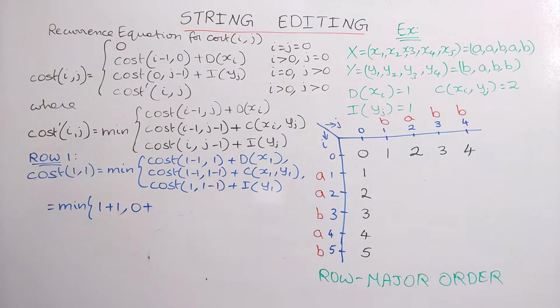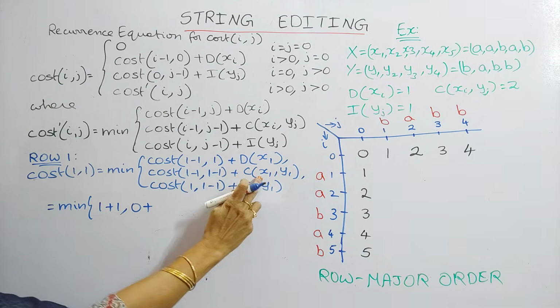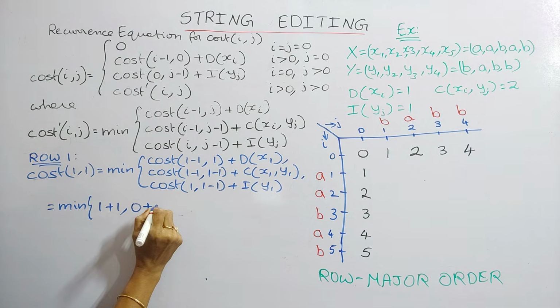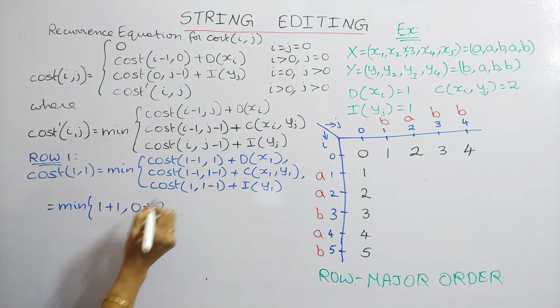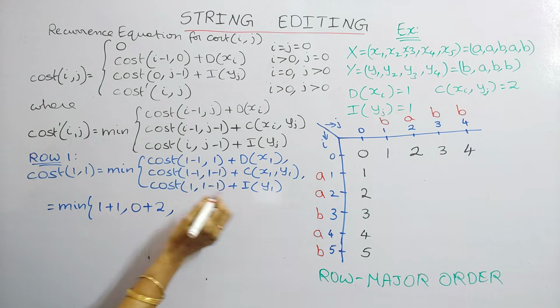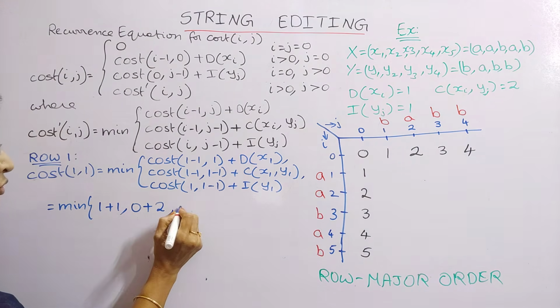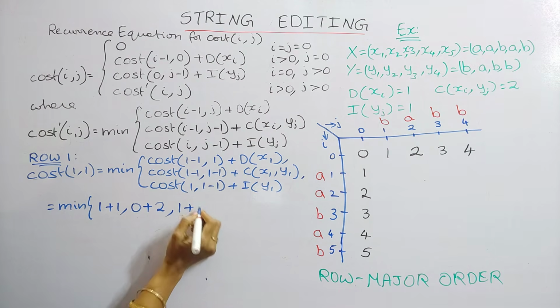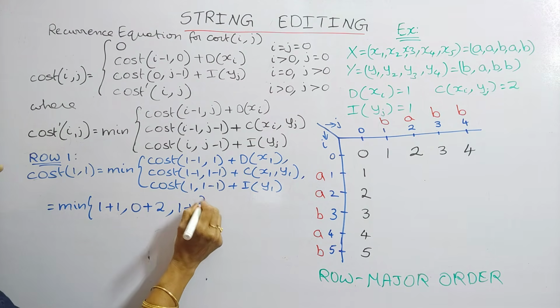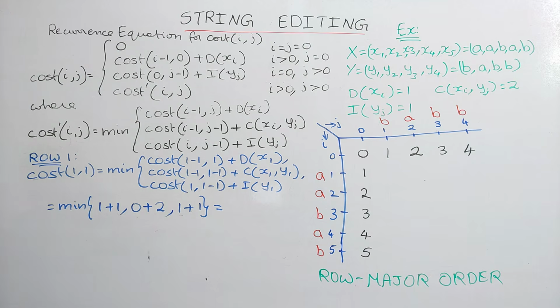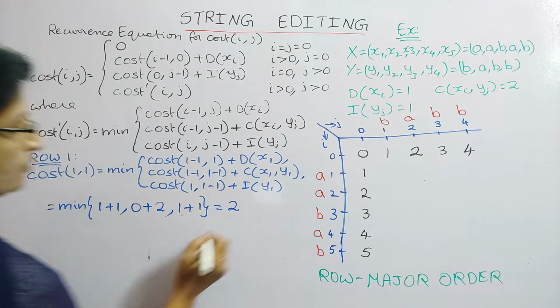So you have to change a into b. That is your x1 into y1. So that's why the cost is 2. And next, cost of 1 comma 0. It is how much? It is 1 plus insert of y1, which means the insert operation is also 1. So that's why its cost is how much? So take the minimum of all the three. But here all the three values are 2 only. So that's why it will become 2.